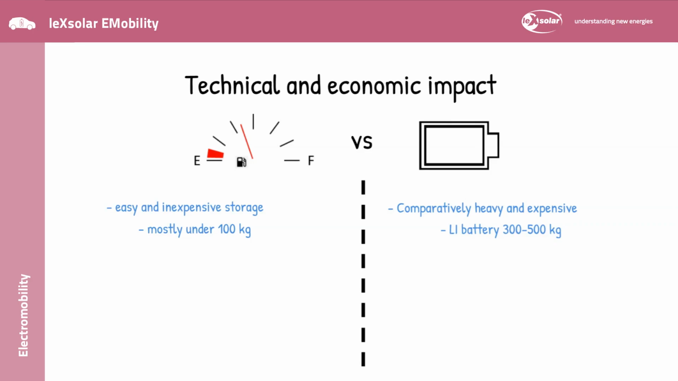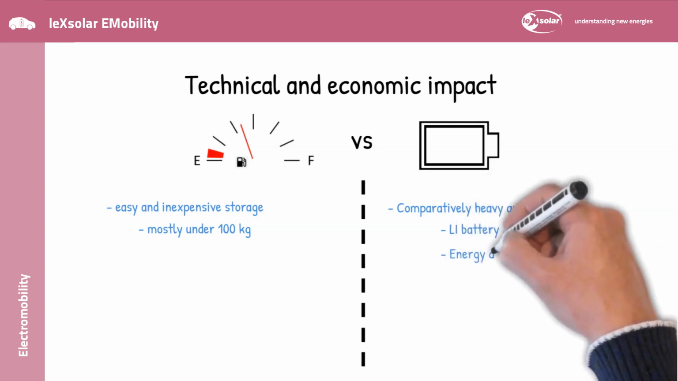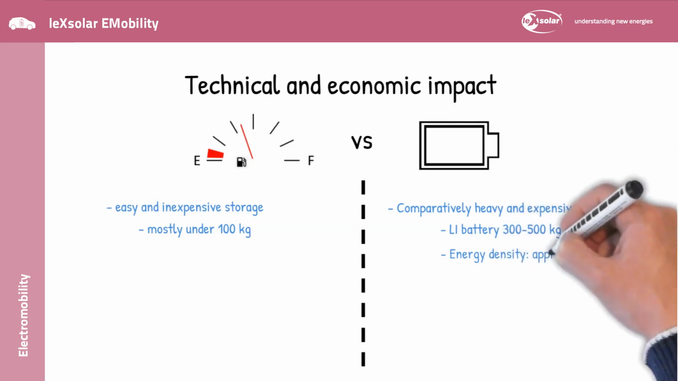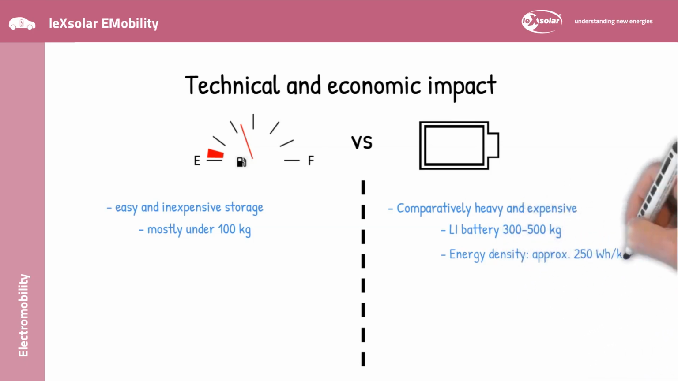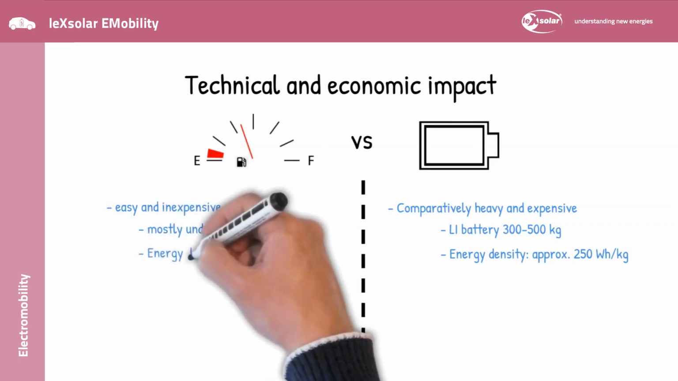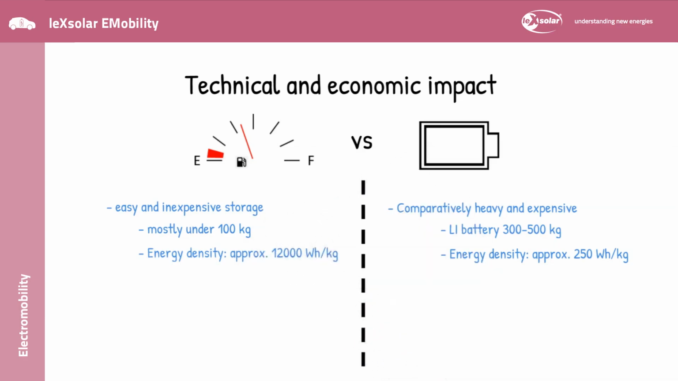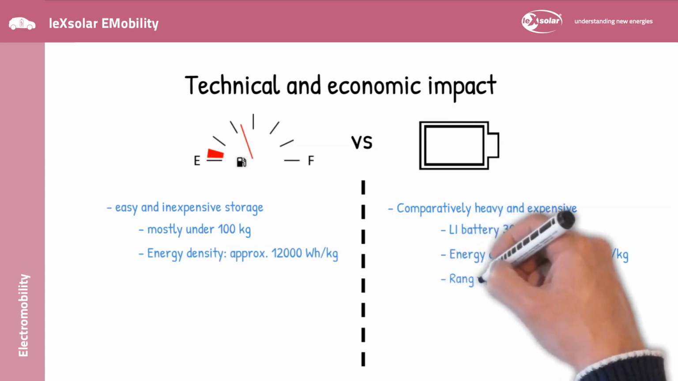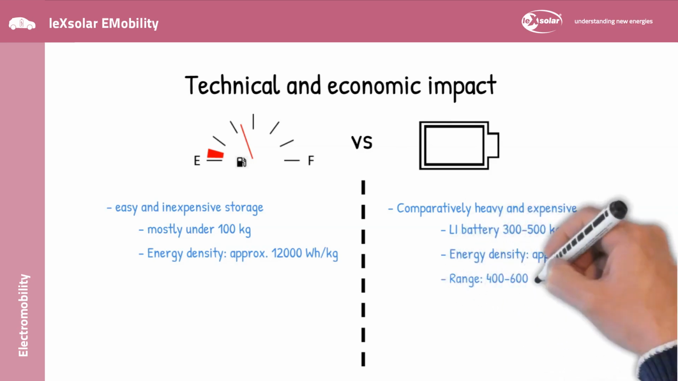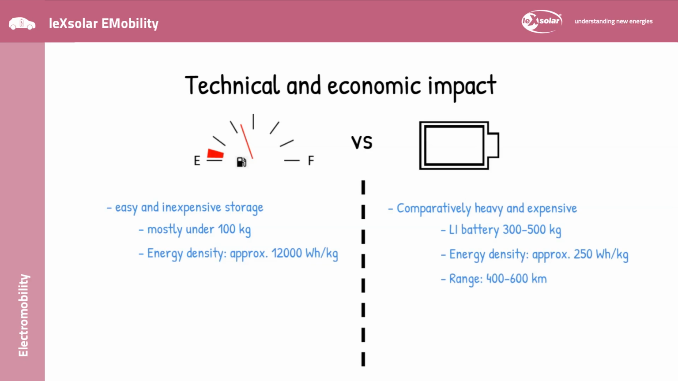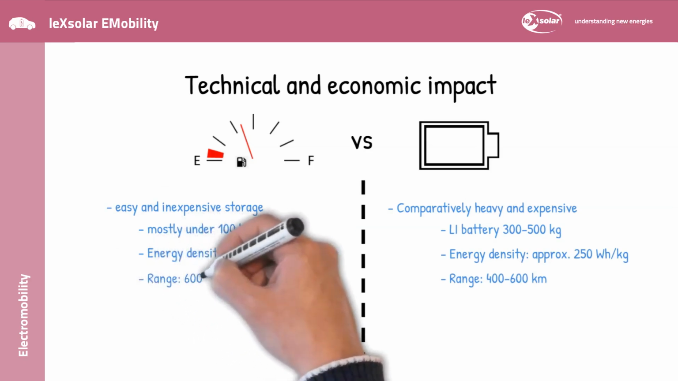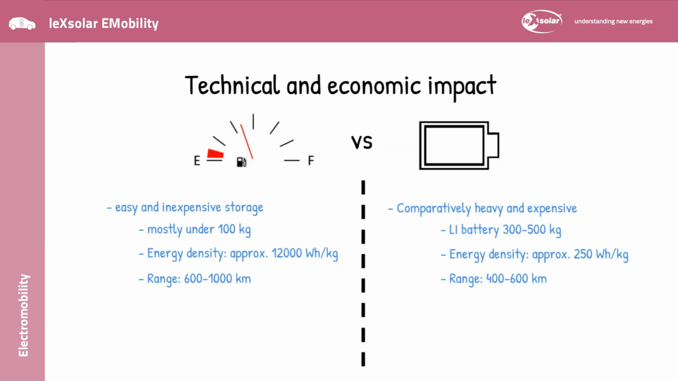The difference becomes even clearer when one considers the energy densities. For modern lithium-ion batteries in electric vehicles, this is around 250 watt-hours per kilogram, while for gasoline it is between 12,000 and 13,000 watt-hours per kilogram. Due to the difference in efficiency, however, the difference in range is not that great, with values between 400 and 600 kilometers for the electric car and 600 to 1000 kilometers for internal combustion vehicles.